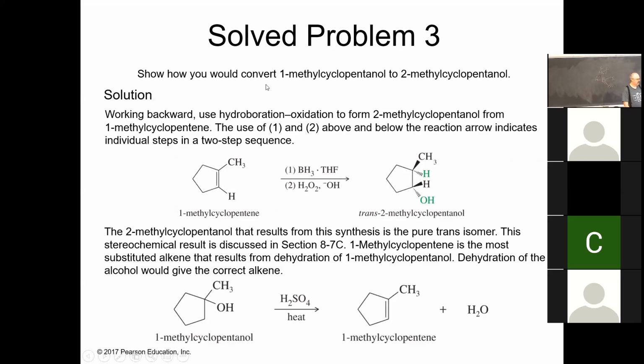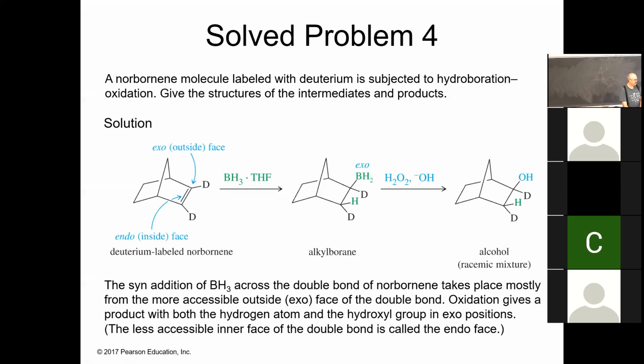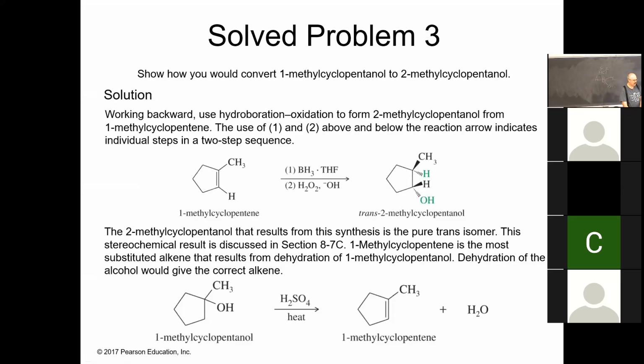Okay, in this problem, show how you would convert 1-methyl-cyclopentanol to 2-methyl-cyclopentanol. So starting off with 1-methyl-cyclopentanol, what we could do is first dehydrate to form the alkene. And then we could do a hydroboration oxidation.